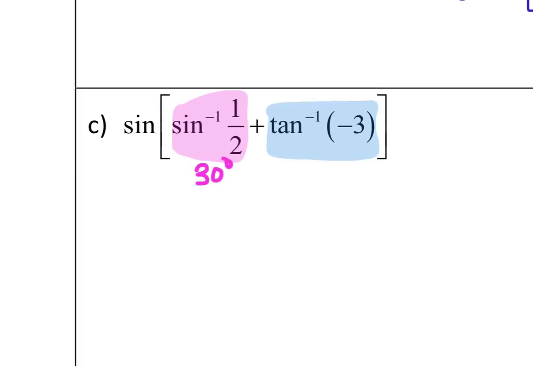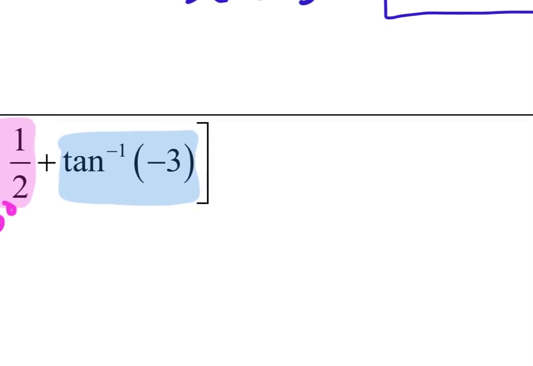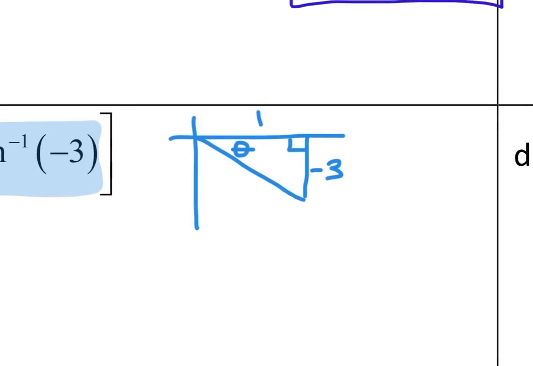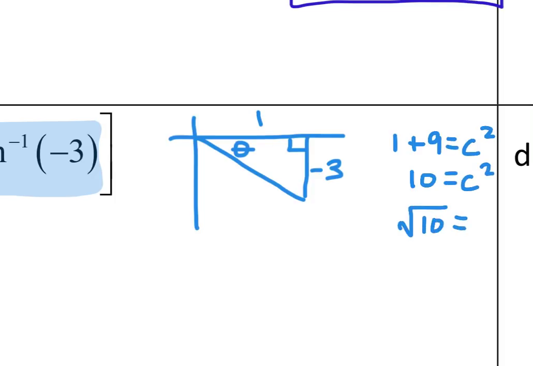And then we'll draw a triangle for the inverse tangent of -3. Input of a negative number into inverse tangent is going to give you a fourth quadrant triangle. And we can call this theta because there's only one angle that we have to worry about drawing a triangle for. Tangent is opposite over adjacent, and in the fourth quadrant, the y value is negative. Pythagorean theorem, 1 squared plus -3 squared equals c squared. So 10 equals c squared, and so radical 10 is equal to c.